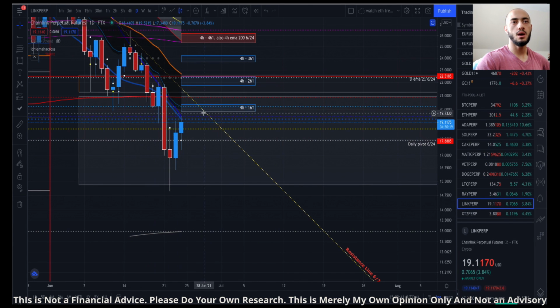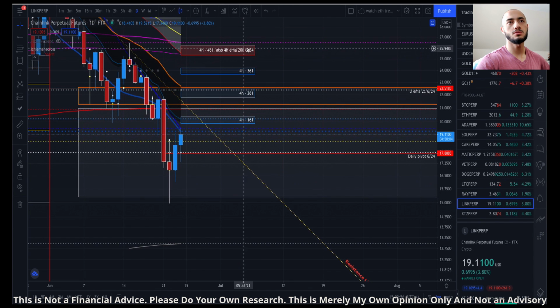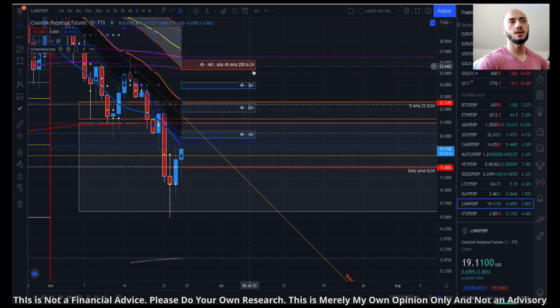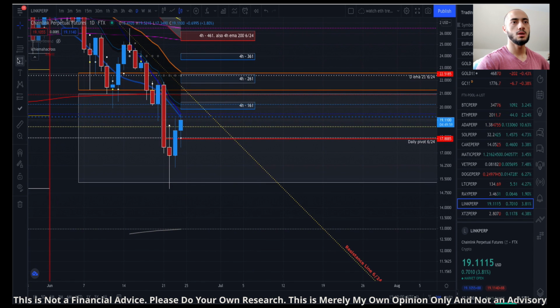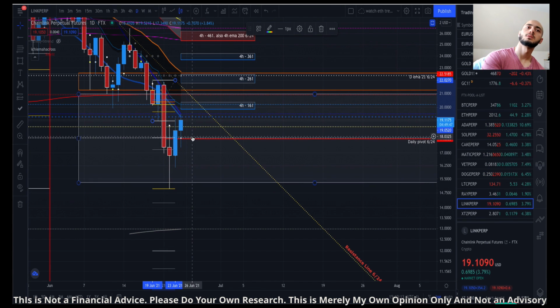So if we break above this trend line, then we're going to go test the rebound zone right here, come back and retest the refill zone or the retrace zone. It's going to pull back, and then it's going to go up to test the 50 EMA on the daily time frame. One, two, touched the second EMA.